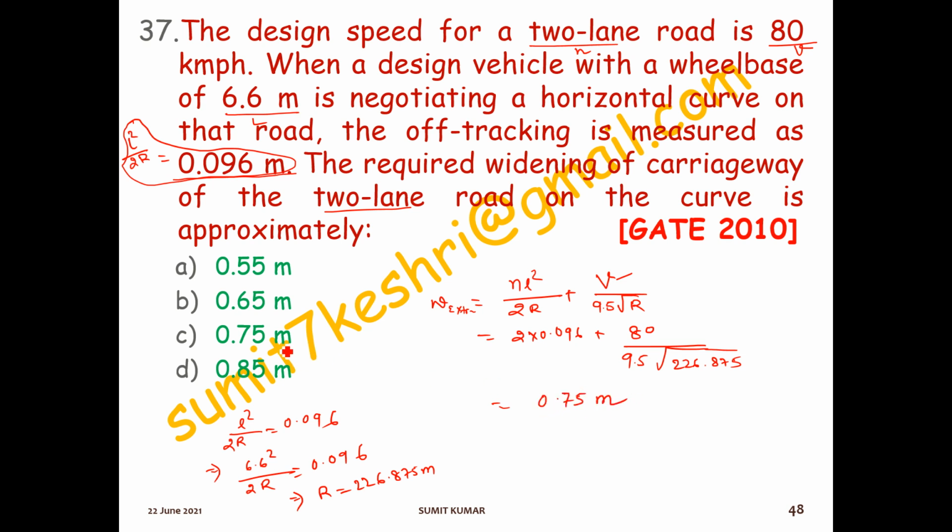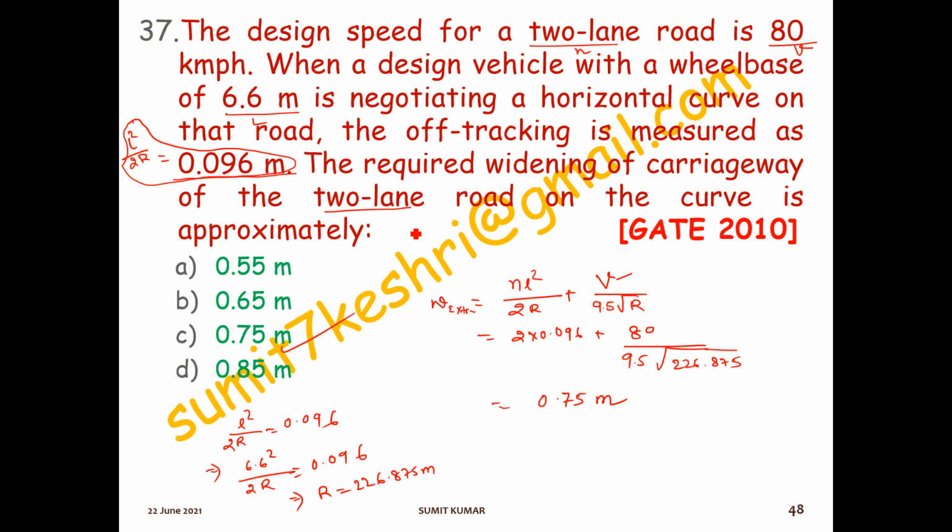So option number C will be your right answer. This is the extra widening provided. You need to provide this extra width as 0.75 meter. But if the question asks what is the width of the road, then you just add this extra widening with the width of the road given in the straight portion.